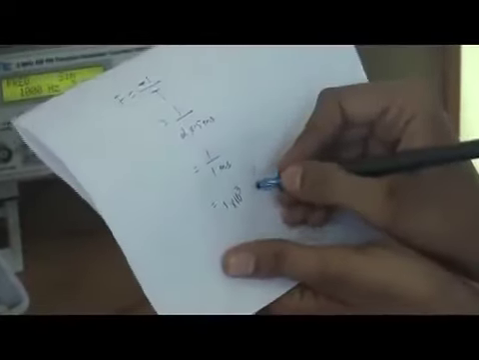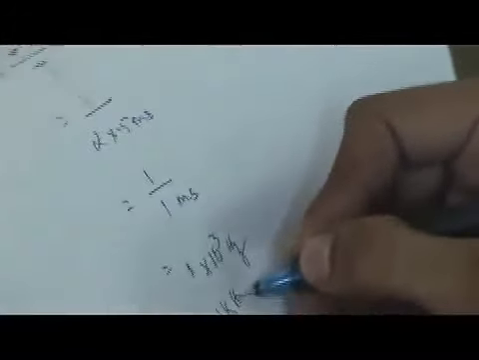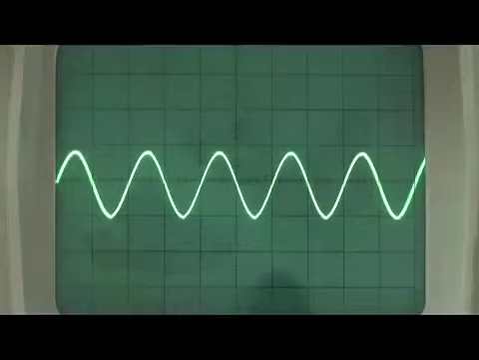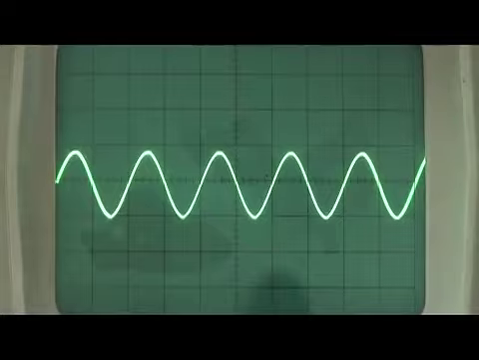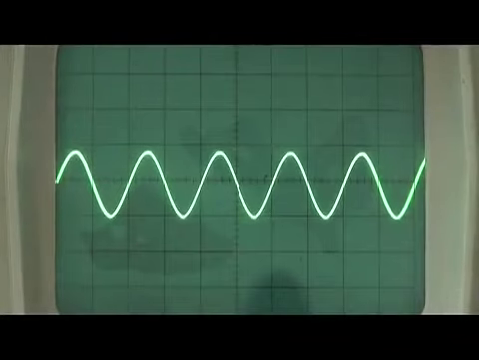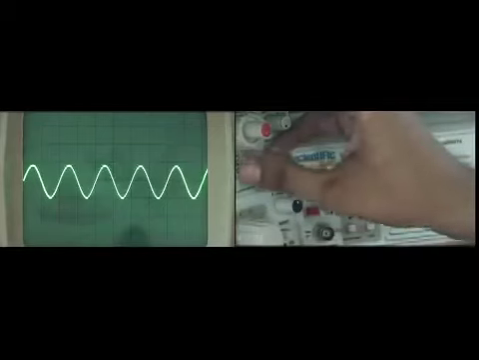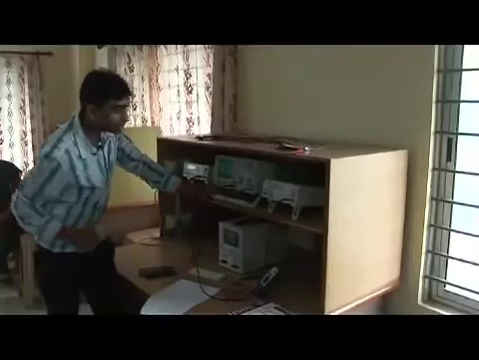This is 1 by second, which we know is the unit of hertz. So 1 into 10 to the power 3 means 1 kilohertz, or you can say 1000 hertz. What are we giving? 1000 hertz. From the function generator we are giving 1000 hertz, and we are getting a signal of frequency 1000 hertz. You can see that we have calculated the amplitude and the frequency using a CRO, and you are now familiar with various points: how to use this, how to calculate the amplitude, and how to calculate the frequency. Thank you for watching this video.